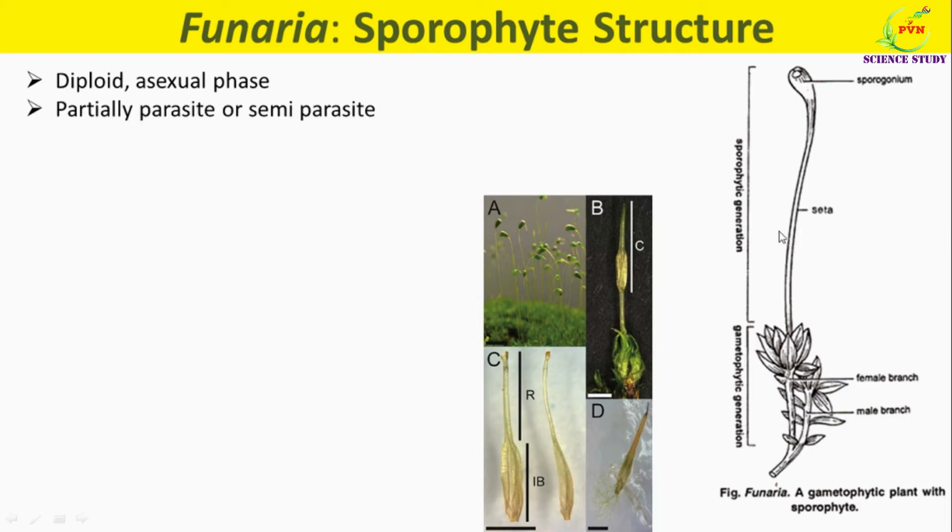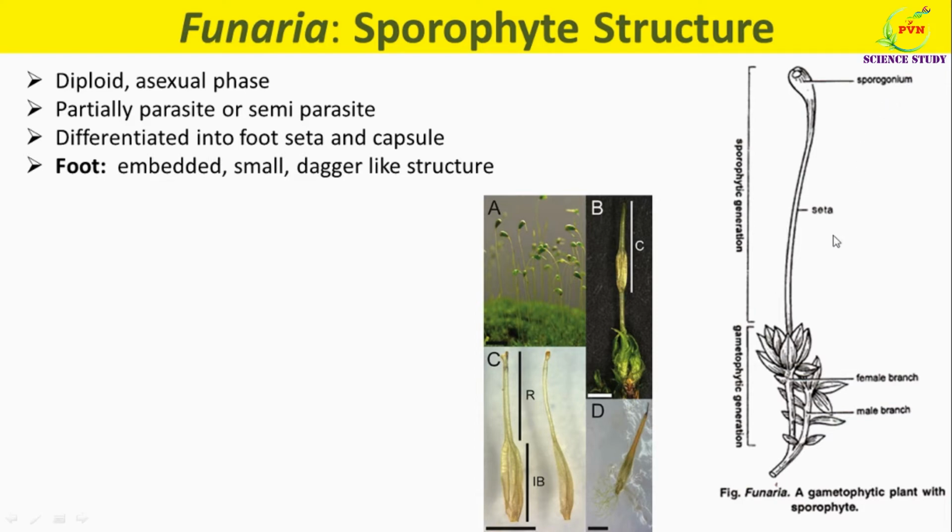The sporophyte prepares its own organic food by photosynthesis due to presence of chlorenchymatous tissue. But for water, inorganic salts and minerals, it depends on the gametophyte, because sporophyte does not contain rhizoid-like structures. Hence, sporophyte is partially parasite or semi-parasite on the gametophyte. The sporophyte of Funaria is differentiated into three regions. These are foot, seta and capsule.